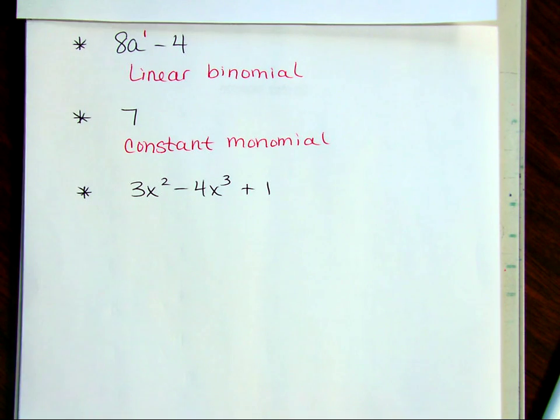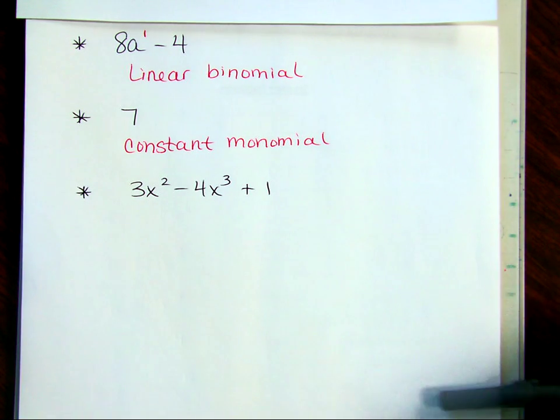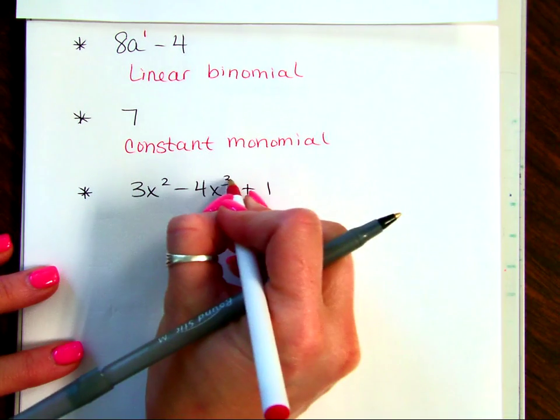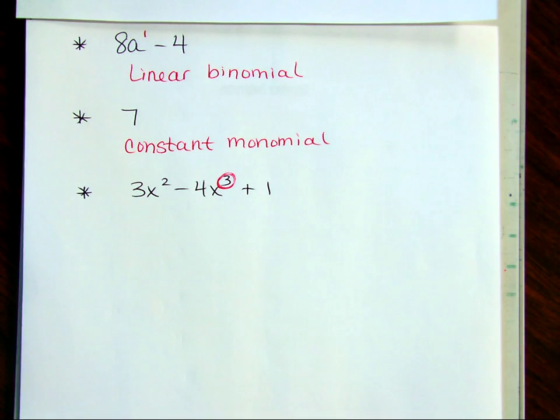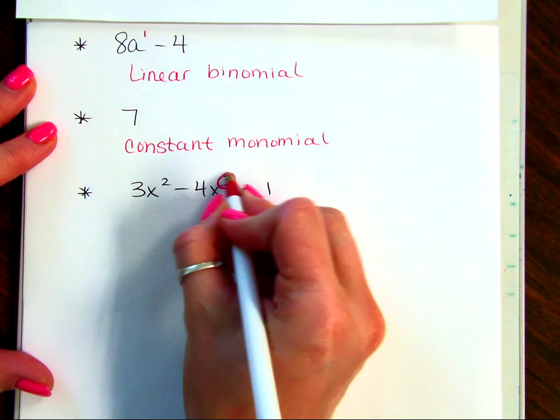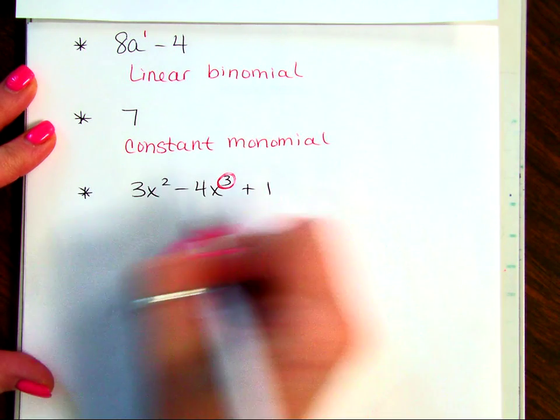It's both. I did them purposely. They're both 3 and 3, right? So the highest degree is a 3, and there's 3 terms. So we're going to call this what? A cubic trinomial.